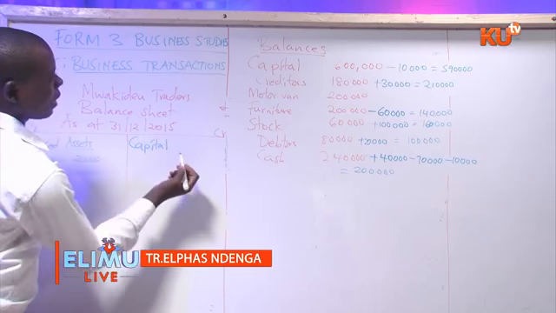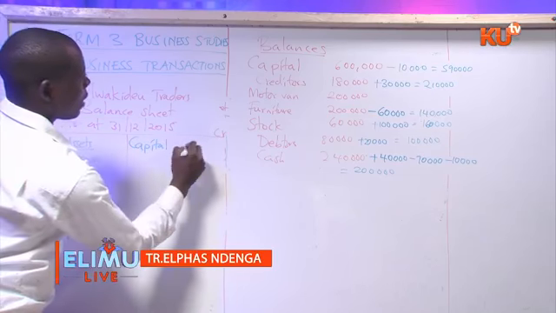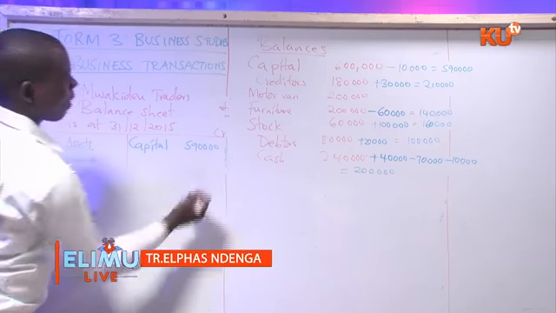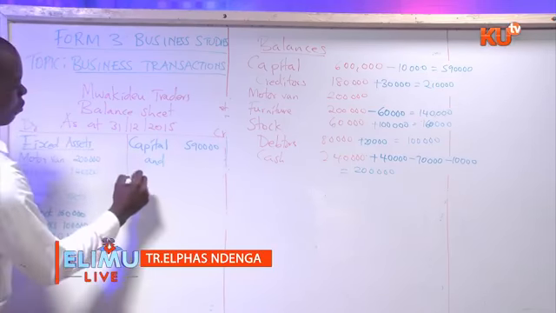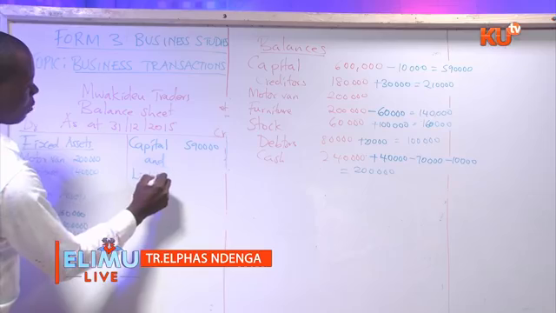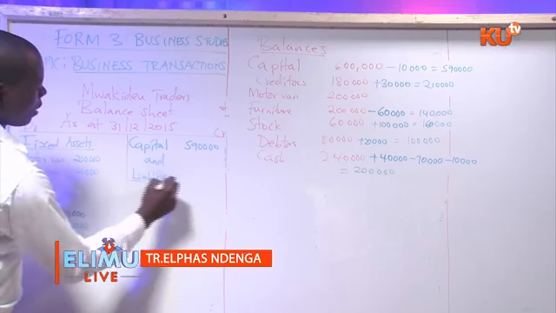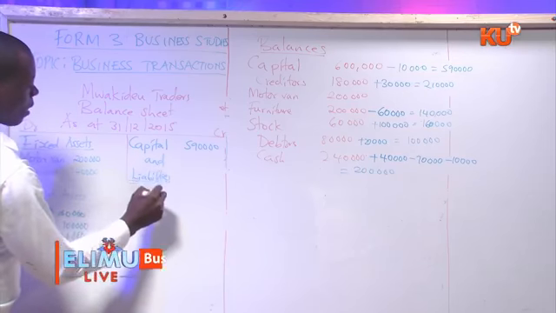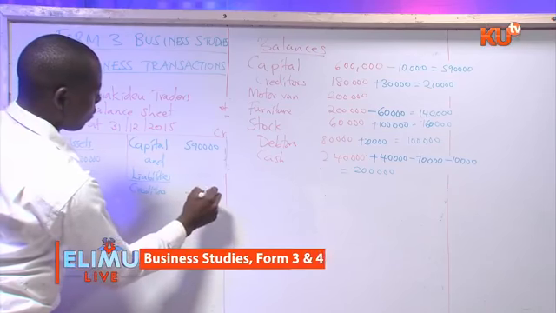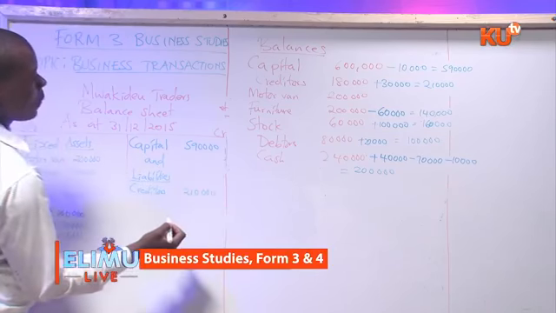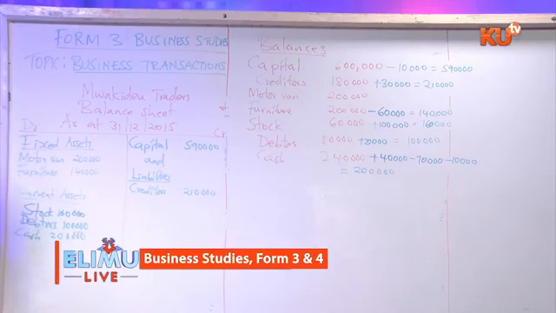Because of time, we shall write capital, which is now 590,000. And then we have liabilities, in this case short-term liabilities. We have creditors worth 210,000.